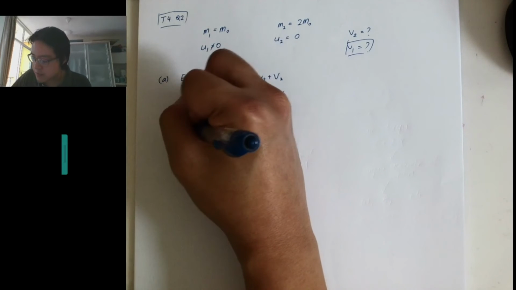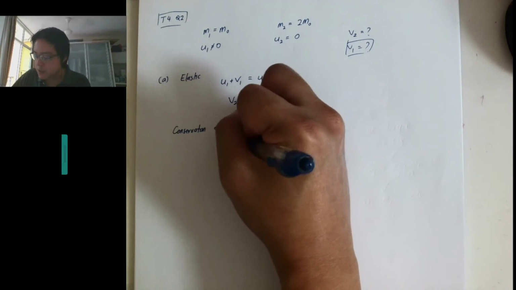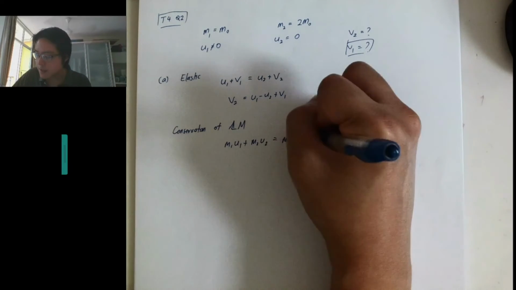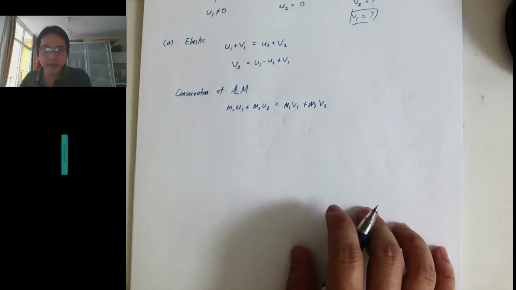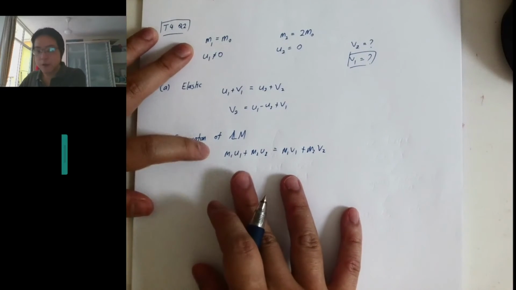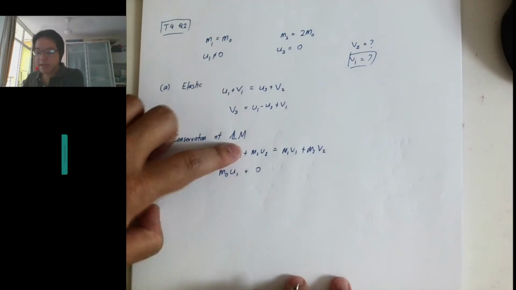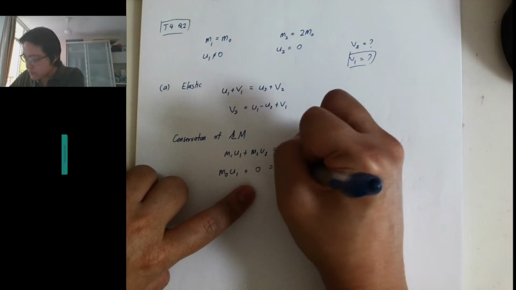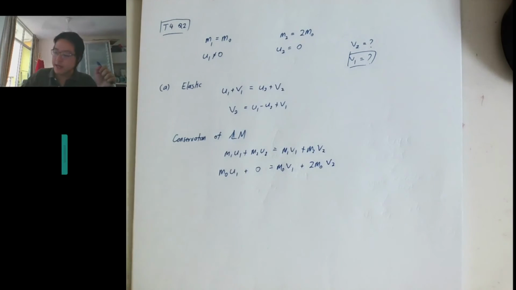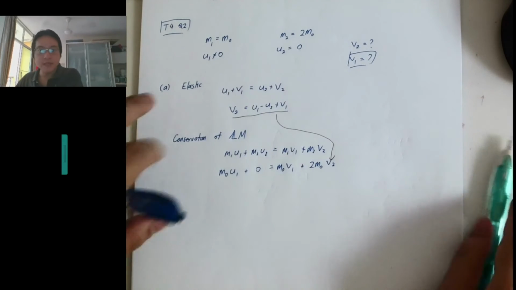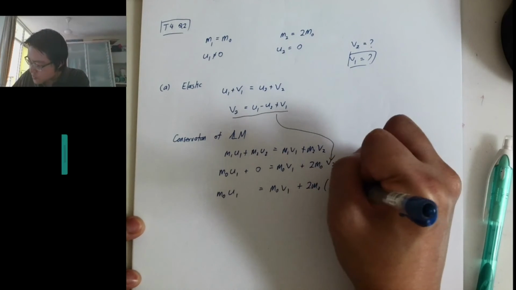To get a second equation, we look at the conservation of linear momentum, which says m1u1 plus m2u2 is equal to m1v1 plus m2v2. Then we plug in the values that we know so far. m1 is just some number, m0, with some initial velocity. m2 is initially at rest, so this whole term becomes 0. m1 is still m0, v1 is unknown. m2 is twice m1, so it's 2m0. And v2 is another unknown, but I have an expression for v2 here, so I can put it in. So I get m0u1 equals m0v1 plus 2m0 times (u1 minus u2 plus v1).